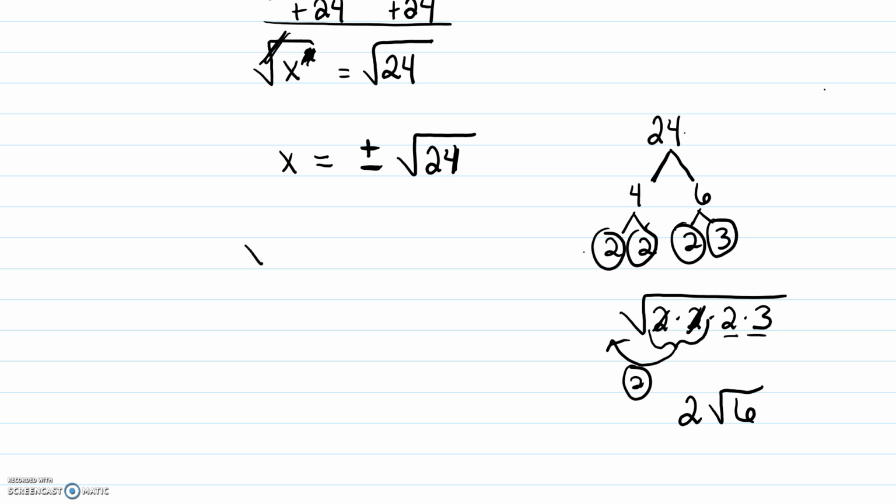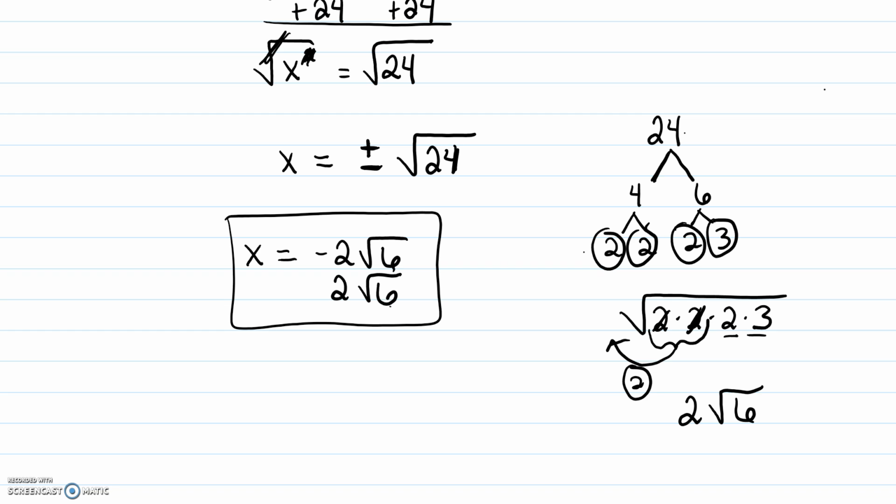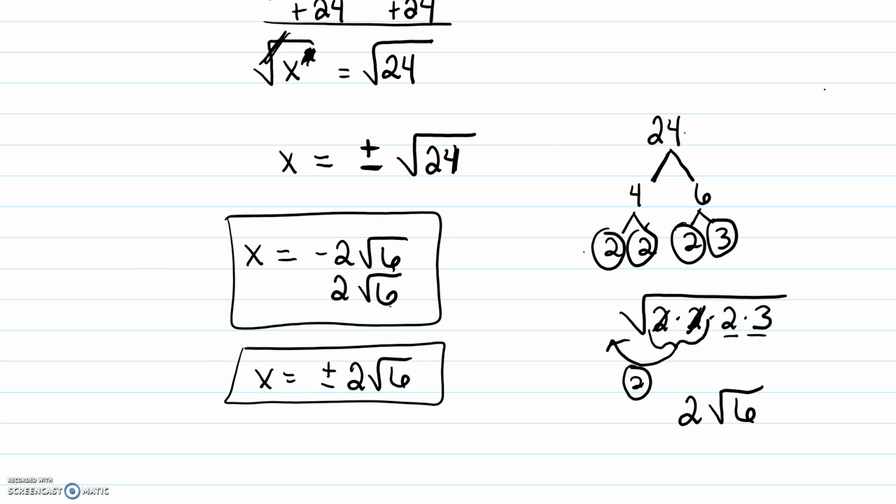So here, our final answer is going to be negative 2 square root of 6 and positive 2 square root of 6. You can write this shorthand if you want as well and just write it as plus minus 2 square root of 6. Either is fine. They're both the same thing. So either one of those sets of answers is going to work for you.